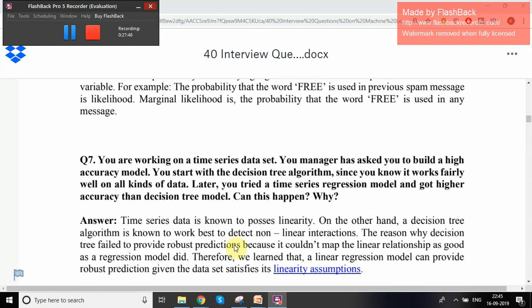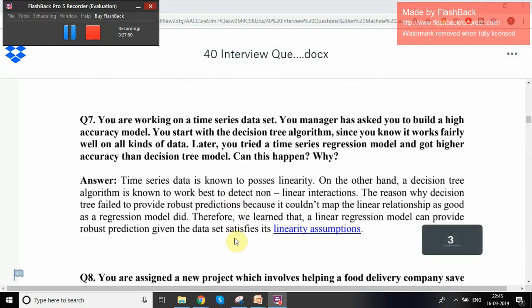You are working on time series data. The manager asked you to build a high accuracy model. You started with a decision tree algorithm, since it works fairly well on all kinds of data. Later, you tried a time series regression model and got higher accuracy than the decision tree. Can this happen? Why? Yes, this can happen because there are many limitations, and it depends on the data sets you are taking. So depending upon that, yes, this can be possible.